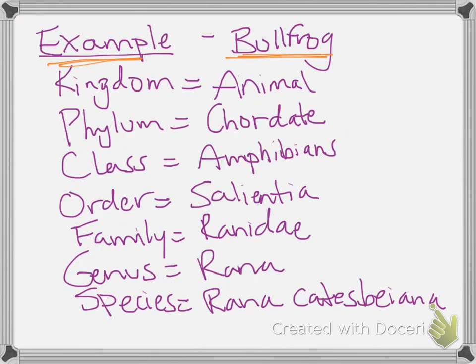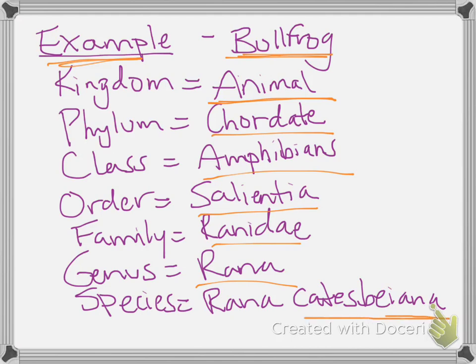If we look at a bullfrog, it is in the kingdom Animalia, the animal kingdom. It's a chordate. It's an amphibian, which is its class. Coelentia is the order. Ranidae is the family. Rana is the genus. And then this big long word right here is the species. And notice we put the genus before it because that's how we name things. So if we're referring to the bullfrog by its Latin name, this would be the name that we would use, knowing that it is in each one of these other groups as well.